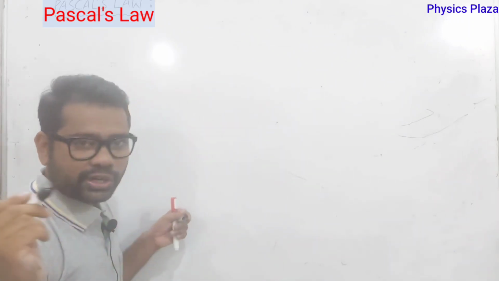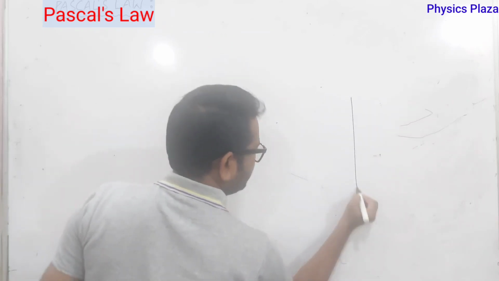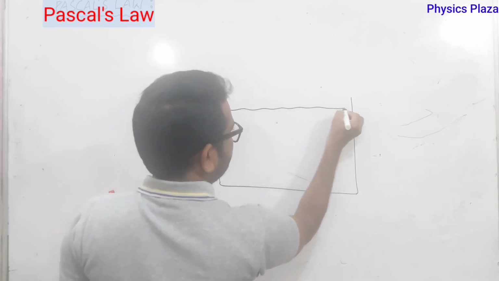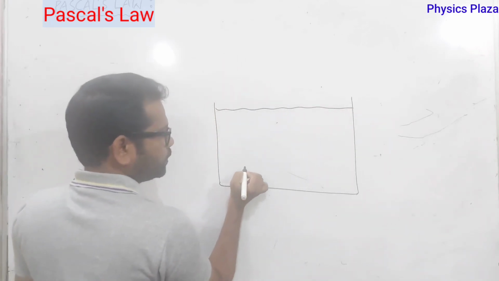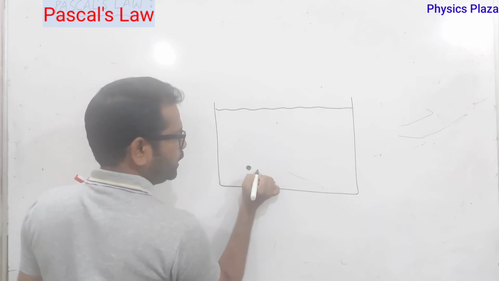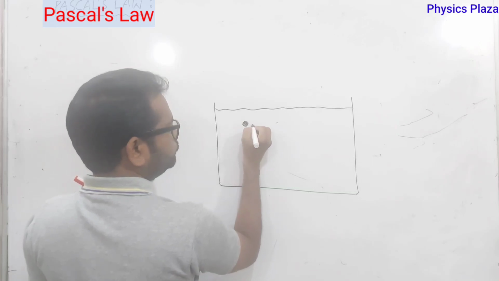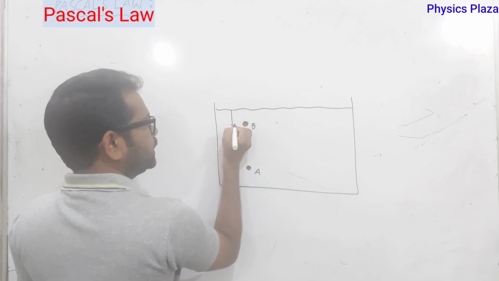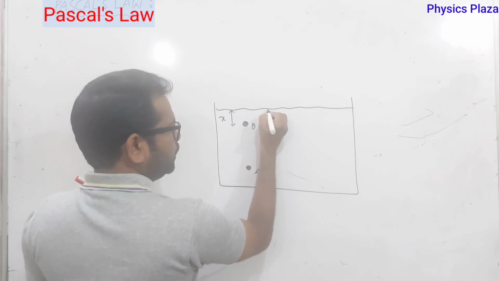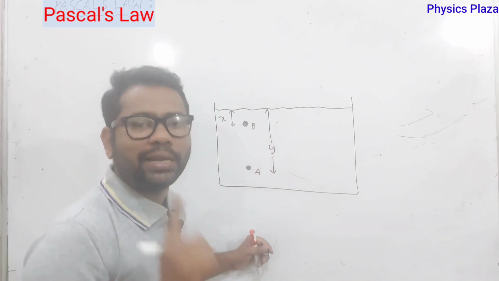Children, let us take any stationary liquid in a vessel. Here let us take 2 points: a point A and a point B. Let us say A is at a depth of x meter and B is at a depth of y meter. Children, don't forget that it is a stationary liquid.